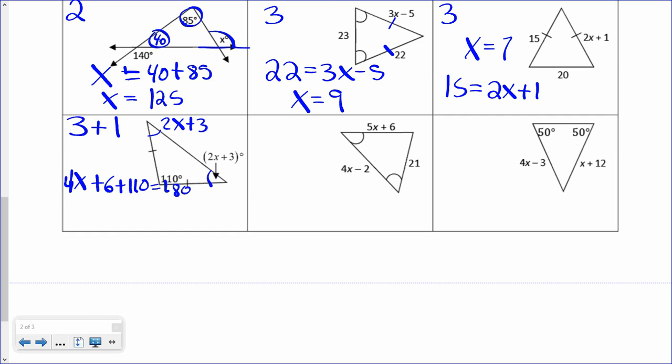116, 180 minus 116. The final answer is what? 16. The final answer is 16? Okay. So hopefully when you finish all of your math, is that right? I haven't looked at things in a while. Yeah, 16.